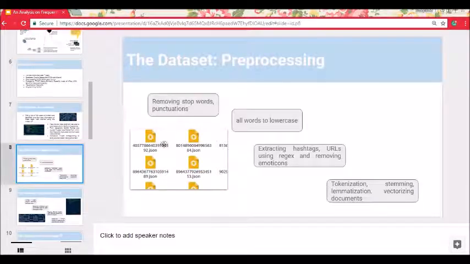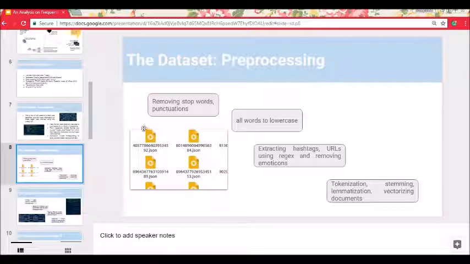As you can see here, one file corresponds to one source tweet. This is the source tweet ID, and this file consists of a list of all the replies and quoted tweets posted corresponding to this source tweet.